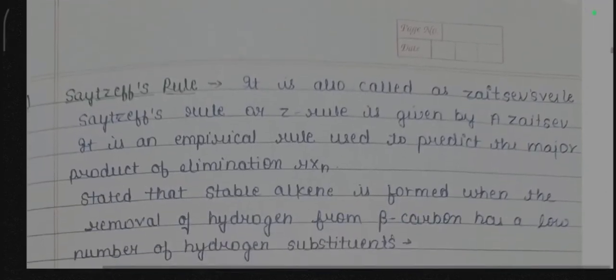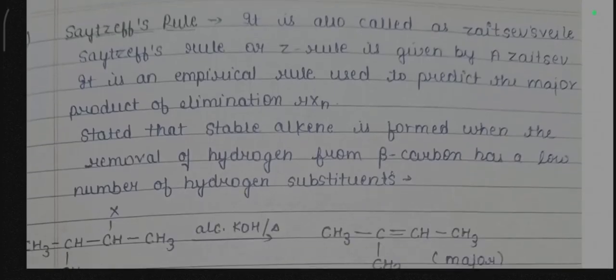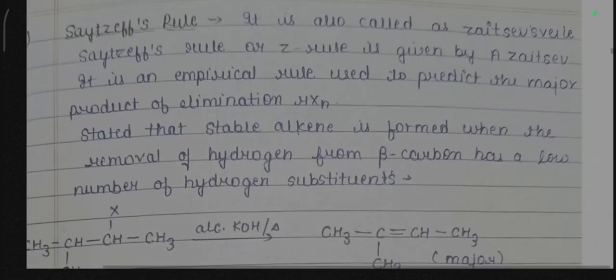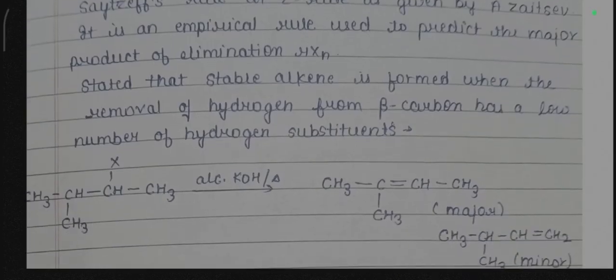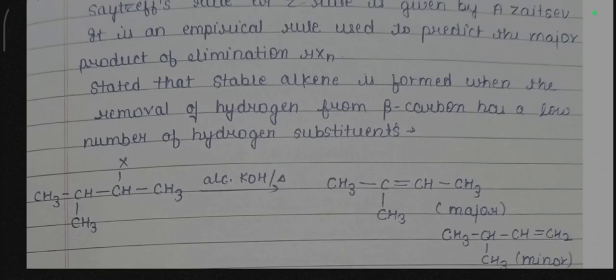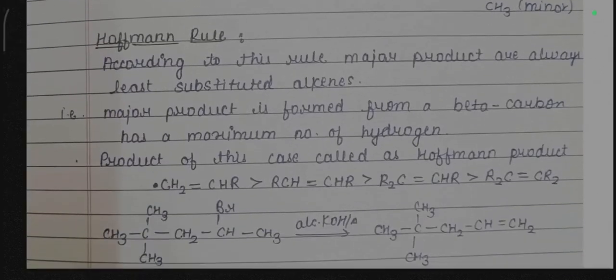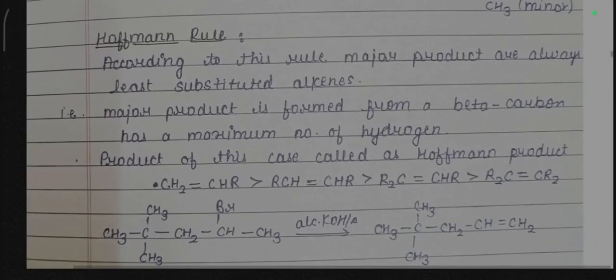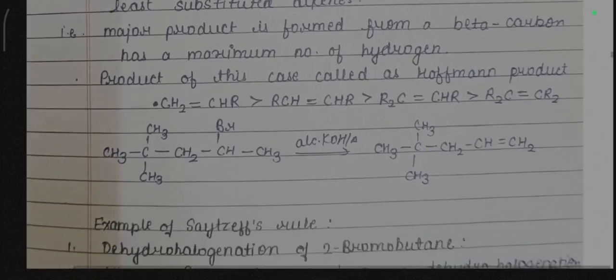Saytzeff rule, also called the Zaitsev rule, is an empirical rule used to predict the major product of elimination reaction. It states that the more stable alkene is formed when hydrogen is removed from the beta carbon that has a lower number of hydrogen substituents. Hofmann rule: according to this rule, major products are always the least substituted alkenes, i.e. the major product is formed from a beta carbon that has the maximum number of hydrogens. The product in this case is called the Hofmann product.